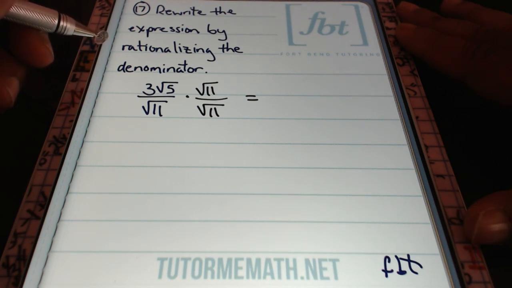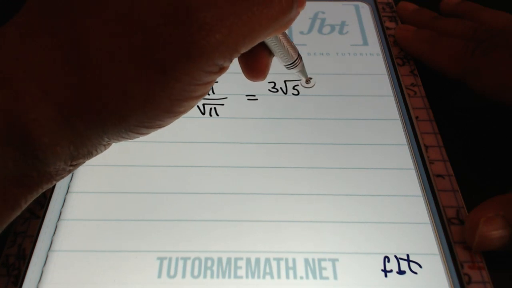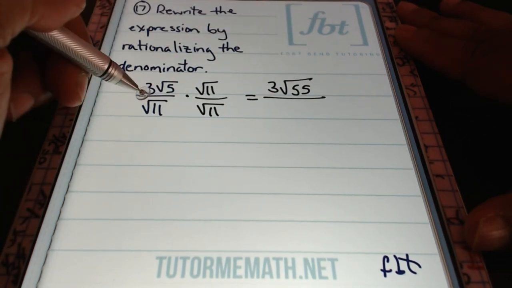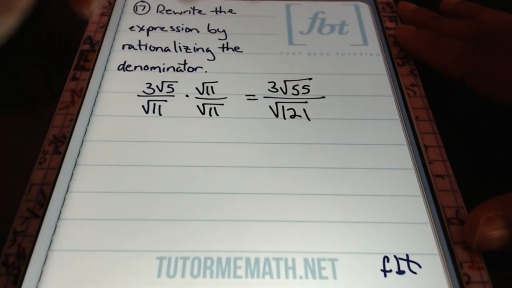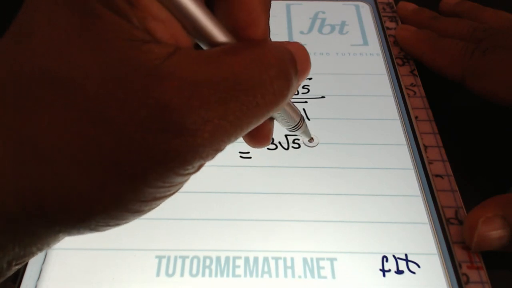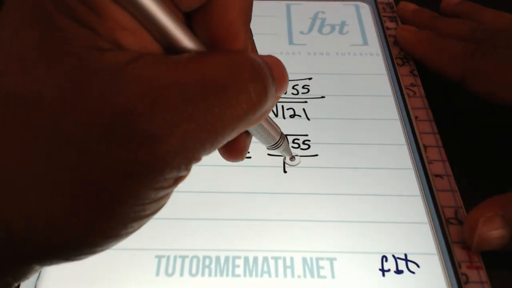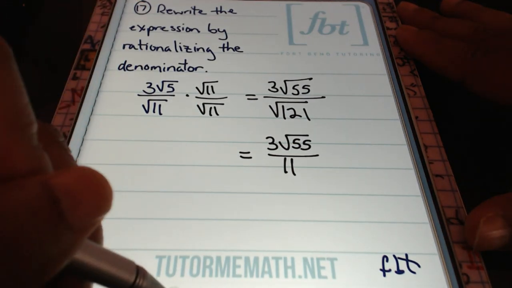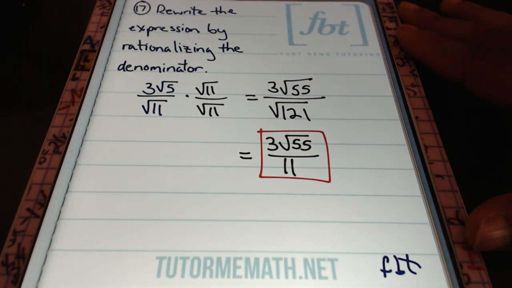So we're going to be multiplying straight across now, guys. Multiply straight across as you rationalize the denominator. You will end up with 3 times the square root of 55. In the denominator, the square root of 11 times the square root of 11 will be the square root of 121. However, you just created a perfect square in your radicand. So we can take the square root of 121, which is 11, and done, guys. There's no more to do in problem number 17.